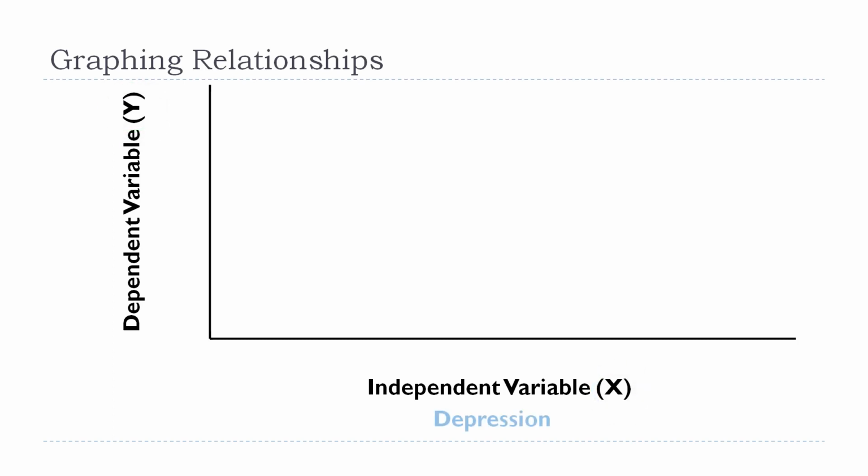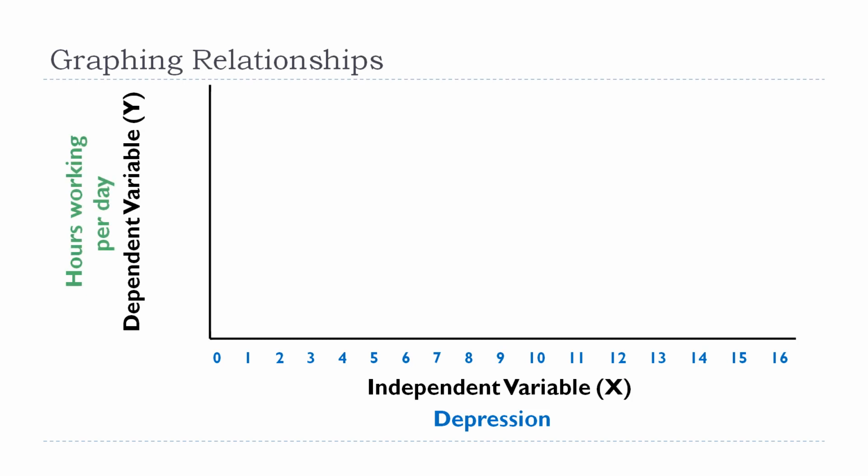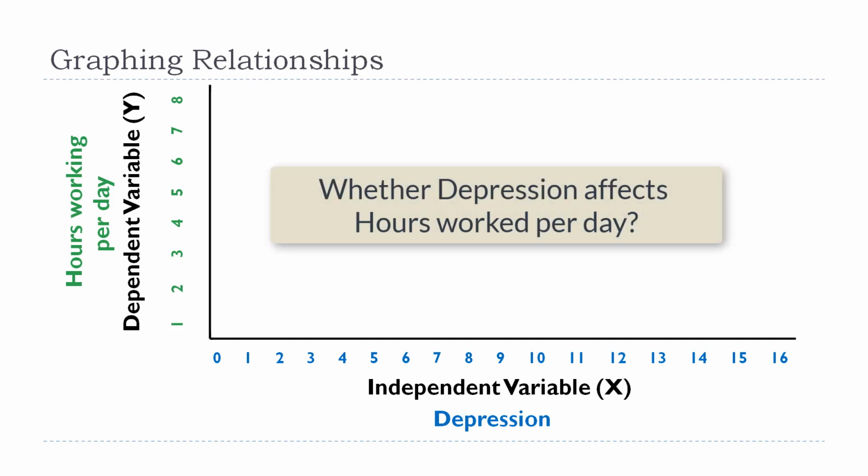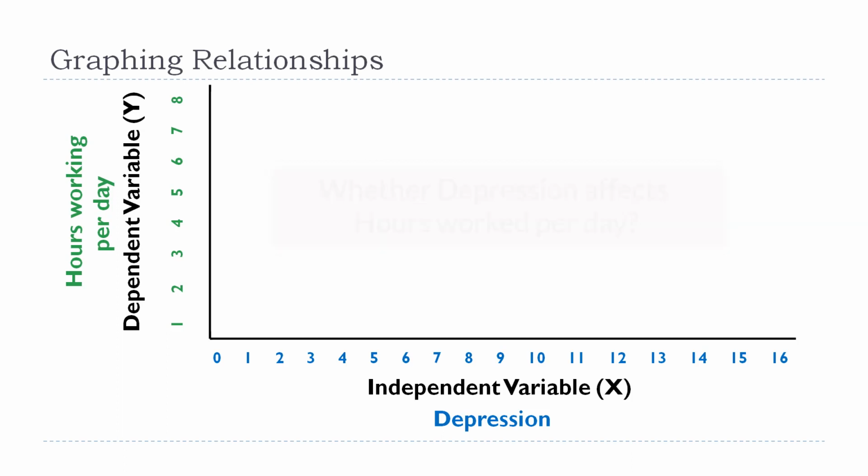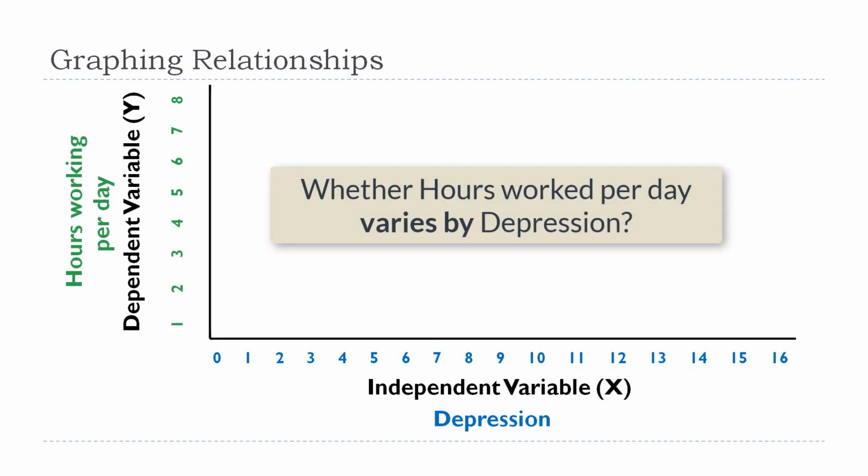Okay, so let's say that we're interested in the relationship between depression, which is going to be measured on some sort of scale that goes from 0 to 16, and hours worked per day, which is measured on a different scale that goes from 1 to 8. We want to know if our independent variable, depression, affects the dependent variable, hours worked per day. Put in another way, we want to know if the hours worked per day by a person varies by the level of their depression or is dependent on their level of depression.